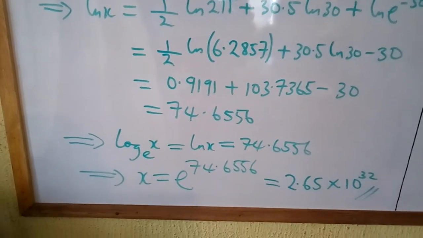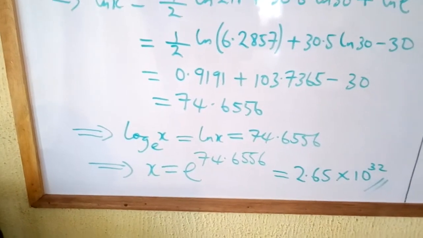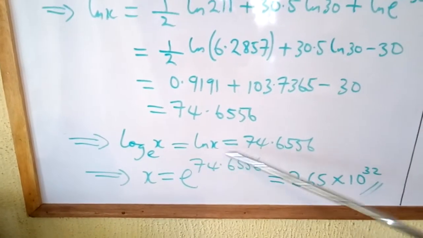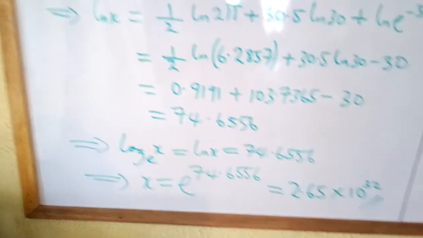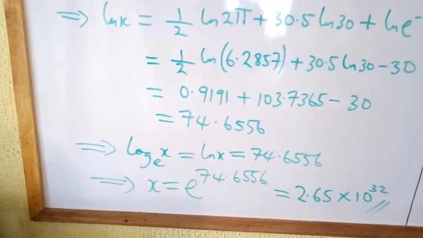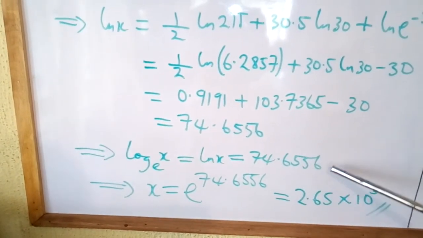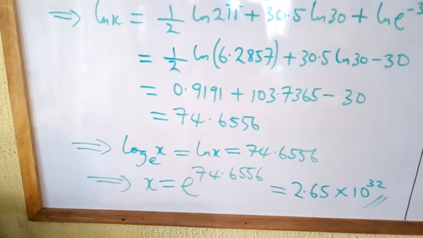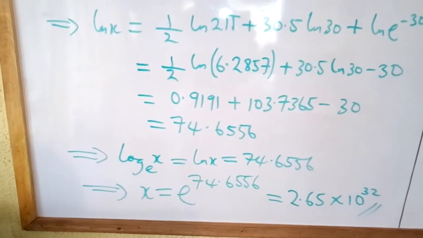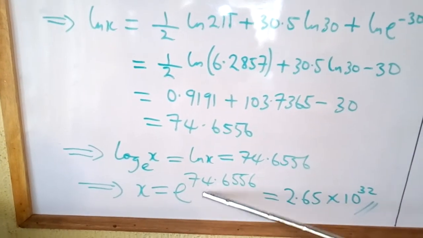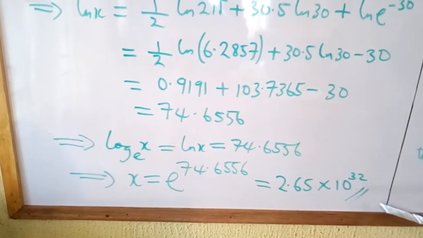Like I said, ln x is the same as what? Log of x to base e. So we are now saying that log of x to base e is equal to 74.6556. Also, in the law of logarithm, if you have log of x to base e, it means e raised to power that value, e raised to power 74.65 equals x. So we say x is equal to e raised to power 74.6556. Then when you take the exponential function of this value, we are going to have 2.65 times 10 raised to power 32.